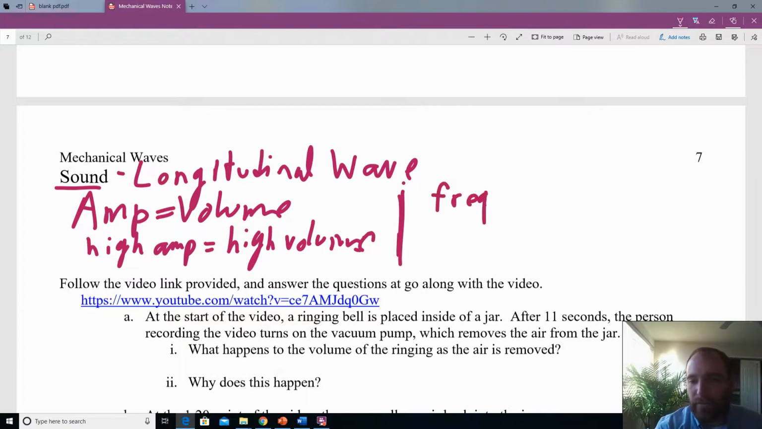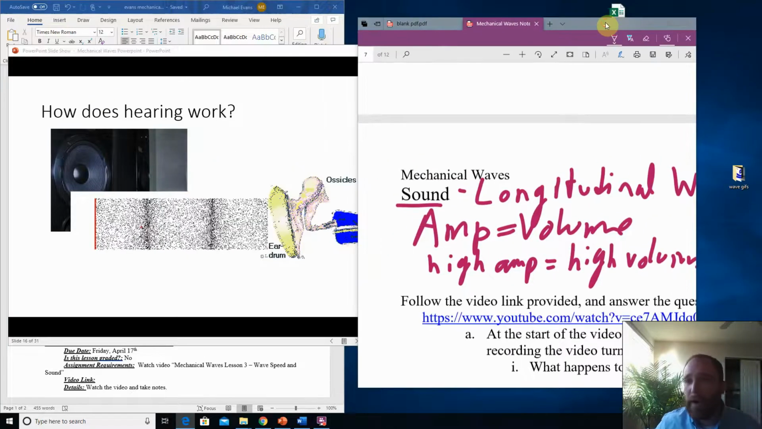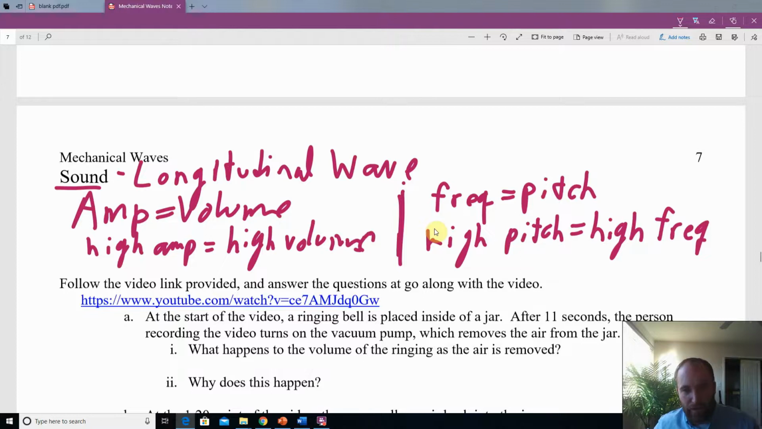Frequency is related to pitch. A high pitch is equal to a high frequency. High pitch, high frequency. So if you play an instrument and you're playing a high note, like a soprano, what you're doing is playing a higher frequency of sound. If you have a bass or a lower pitch, then that's just a lower frequency of sound.